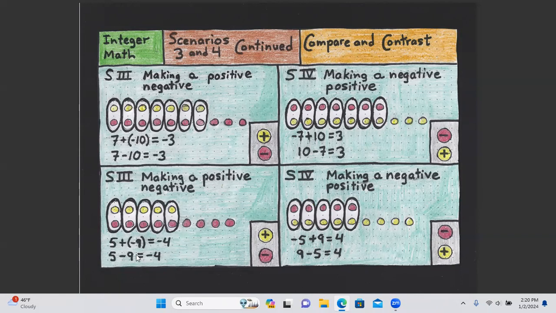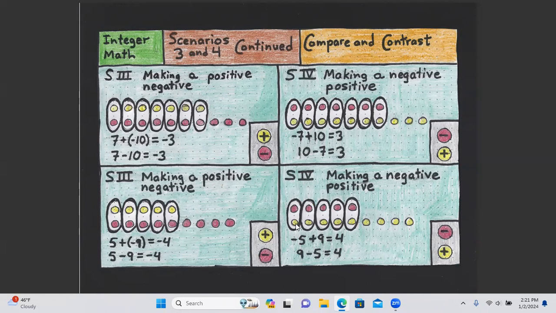The answer is negative because 9 is negative and it has a greater absolute value. So your answer is going to take on that same value, which is negative in this case. Right here, this person owes $4. Let's go to scenario 4 right here by comparison.